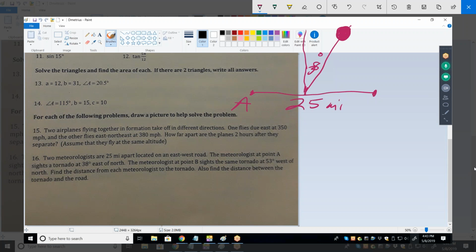In other words, all the meteorologist notes is the angle that he sees that tornado at. He doesn't know how far away he is from it. The meteorologist at point B cites the same tornado at 53 degrees west of north, which is like that.